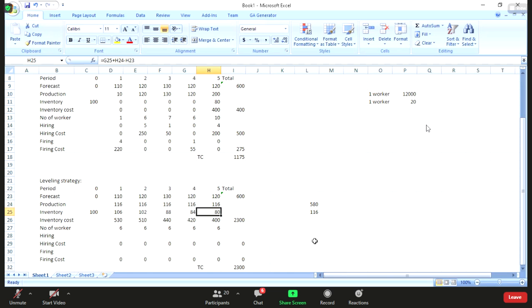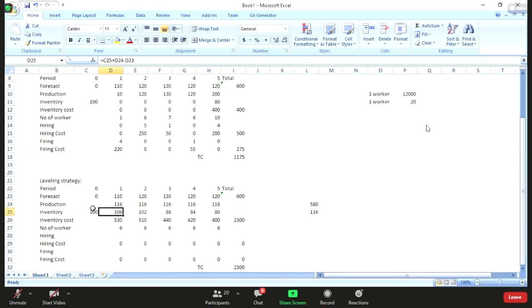Now here we already have the inventory calculation. Just try to check. If we have 100, we produce 116, in total we will have 216. The requirement is only 110. It means that at the end of period 1, we will have 106 units. Yes, correct. We will use this to fulfill the next requirement.